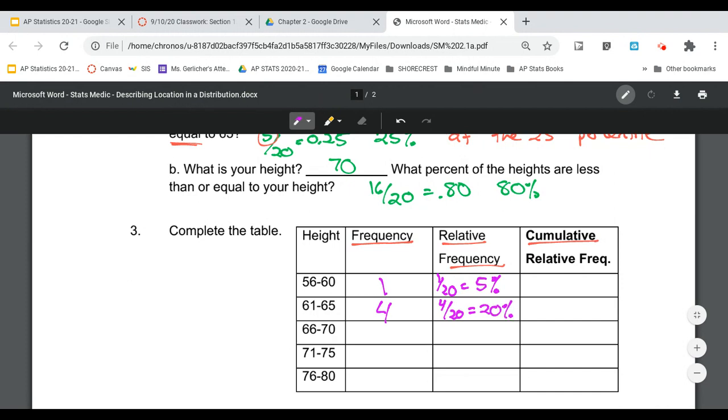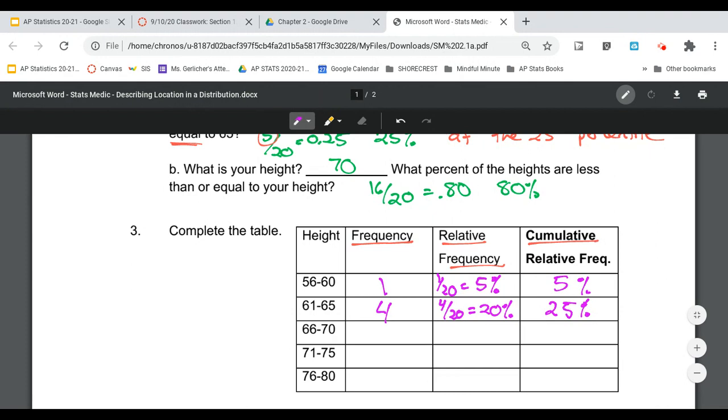Okay, now cumulative. We're basically just going to add these up. We have our relative frequencies there. We're going to now make it cumulative. We're going to add them up. So this is 5%. But now cumulative, we're going to add them up as we go. 5 plus 20 is 25%. And whatever that third percentage is that you're going to get, you would add that now to 25% to get the next row.